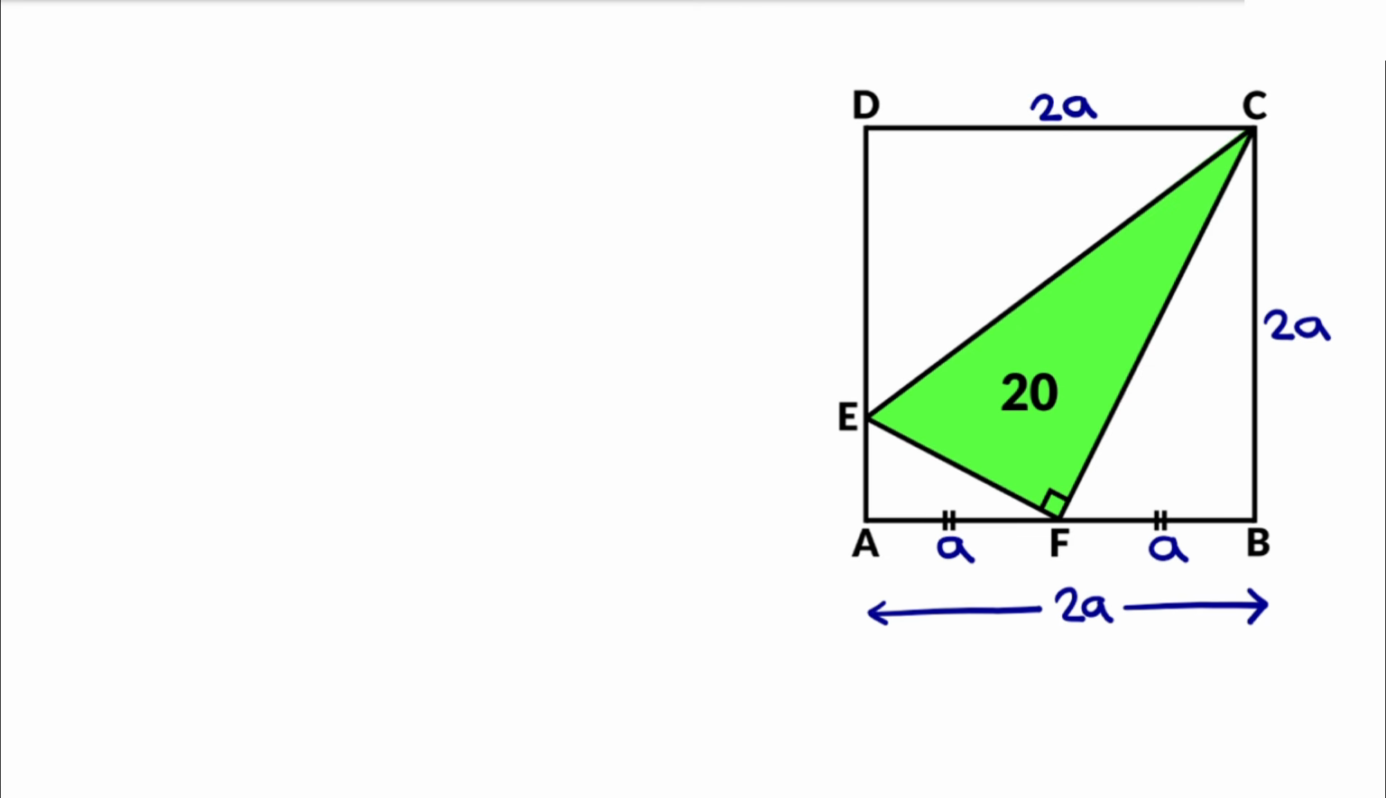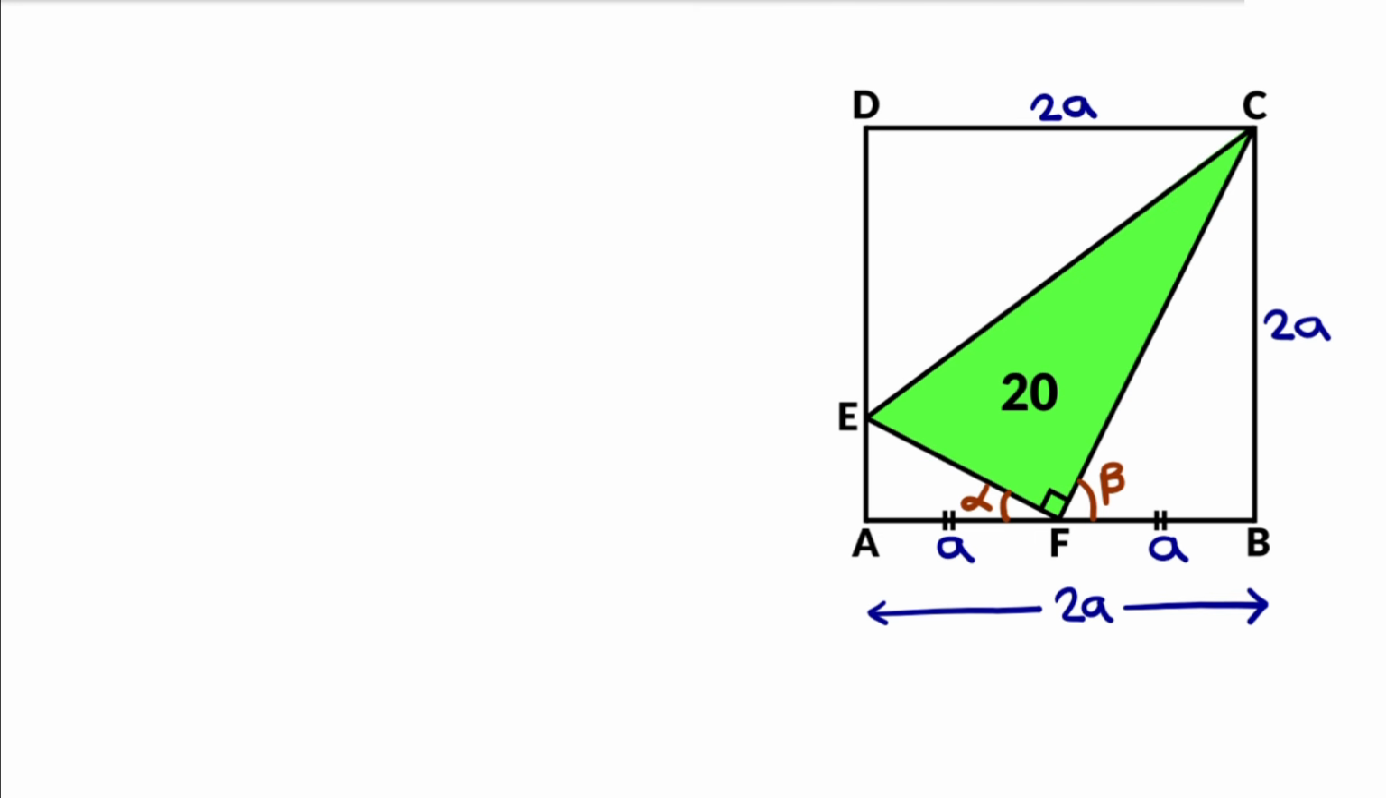Now, let's focus on the angles around point F. The bottom side of the square is a straight line, which means it measures 180 degrees. The angle inside triangle EFC is 90 degrees, so the two remaining angles resting on that straight line must add up to 90 degrees. Let's call the angle on the left alpha, and the angle on the right beta.